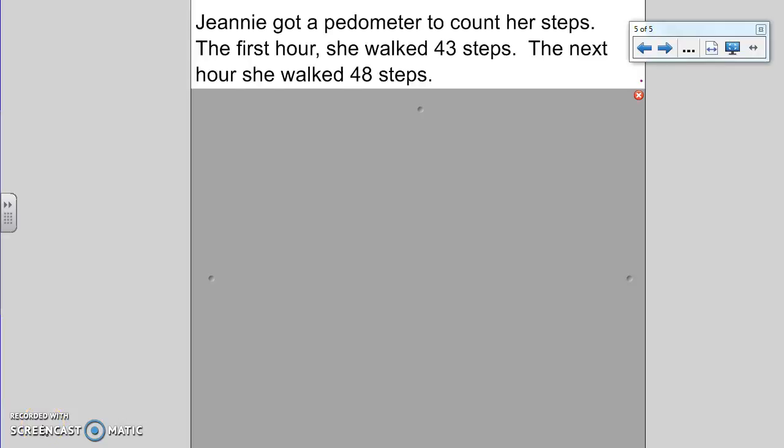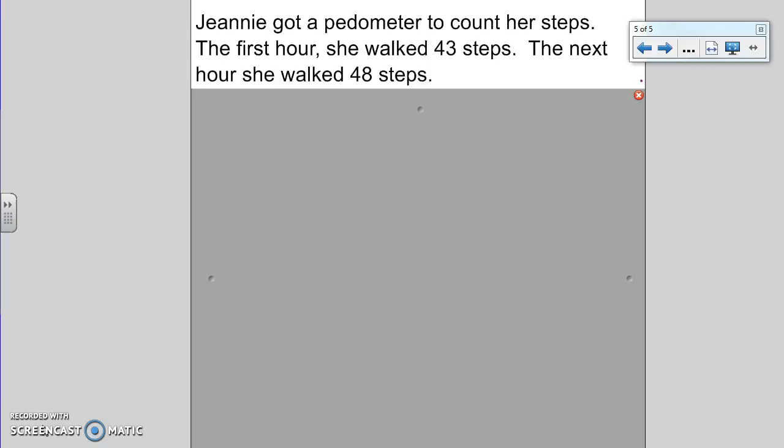Alright, this is application problem for lesson 7. Make sure you have your journal and pencil out so you can get ready to solve the problem. Once you have those out, please close your eyes and think about what you know and what you need to find out. It says Jeannie got a pedometer to count her steps.